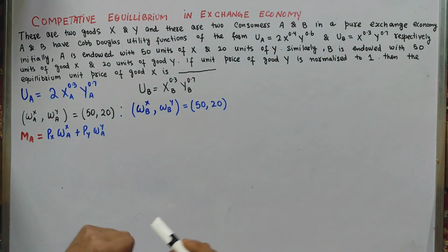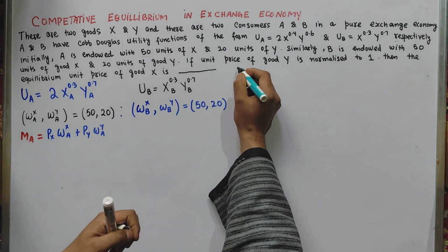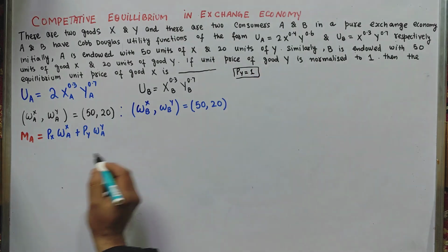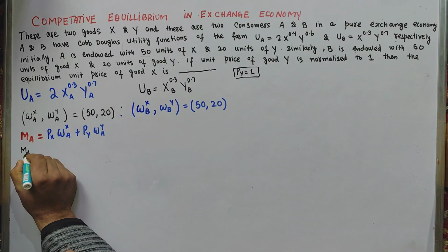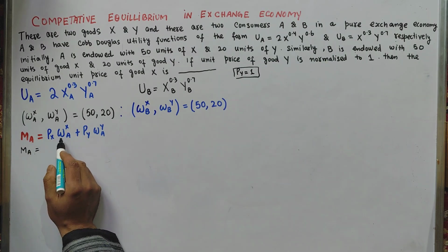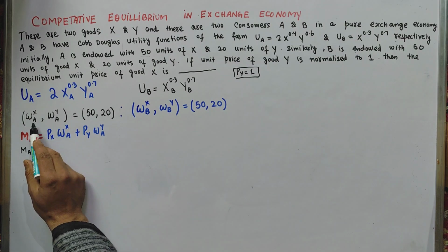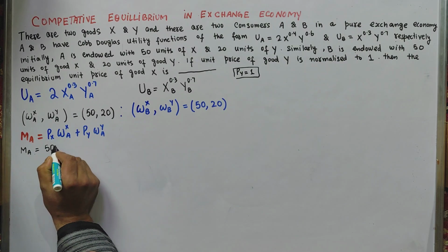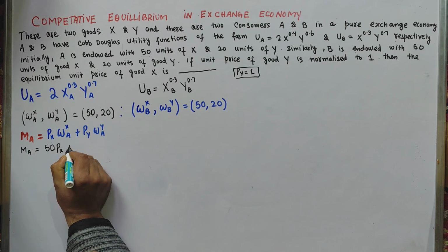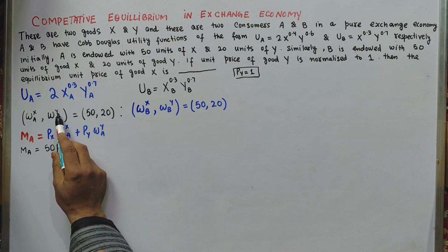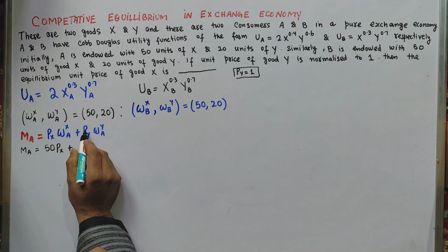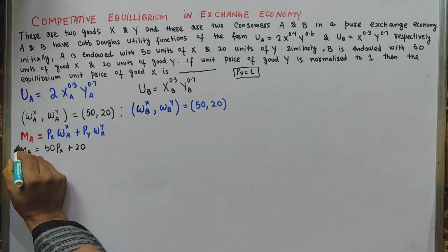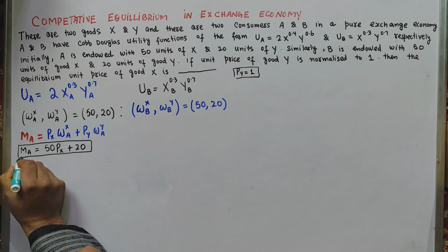So what is the price? We are also told that the price of Y is normalized to 1. So I can write the income of consumer A will be equal to: the endowment of good X by A is given as 50, so in place of WAX I can write 50 times the price of X, plus the endowment of good Y by person A is 20, and the price of Y is 1. We know 1 into 20 will be equal to 20. This will be the income for consumer A.